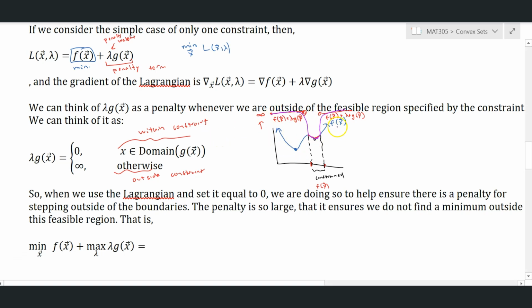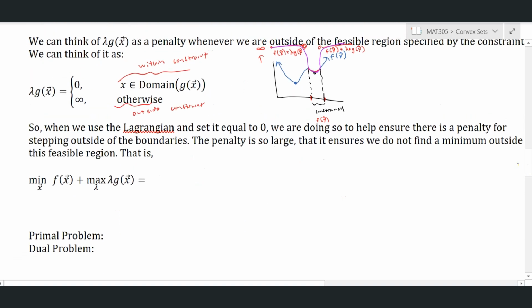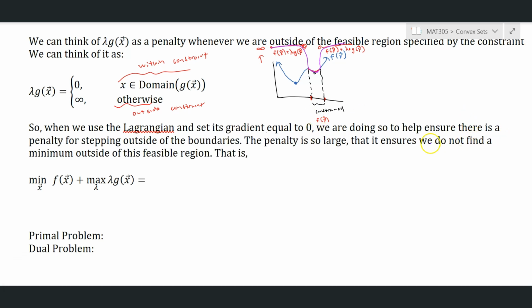So we're no longer dealing with the original function, but with this really nasty function. And if you think about what we want to do, when we use the Lagrangian and set its gradient to 0, we are doing so to help ensure there is a penalty for stepping outside of the boundaries. The penalty is so large that it ensures we do not find a minimum outside of the feasible region. So we want to minimize f of x plus lambda g of x, but on a maximal lambda. We want that penalty to be huge. We want to maximize it.